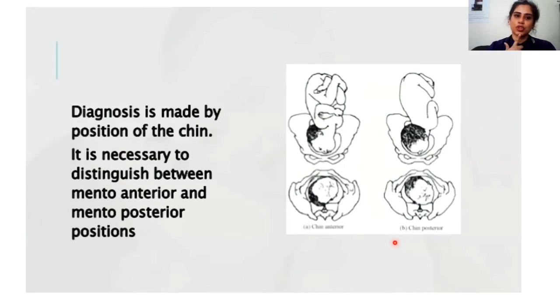Diagnosis is made by the position of the chin. It is necessary to distinguish between mento-anterior and mento-posterior position. This is again a very important question because there is no mechanism of labor in mento-posterior position. Unless the chin rotates, the baby cannot be delivered. If the chin is posterior, it has to rotate by 3/8 of a circle, and only when the position becomes mento-anterior can the baby be delivered vaginally. If the baby remains in persistent mento-posterior position, the mechanism of labor is not possible.